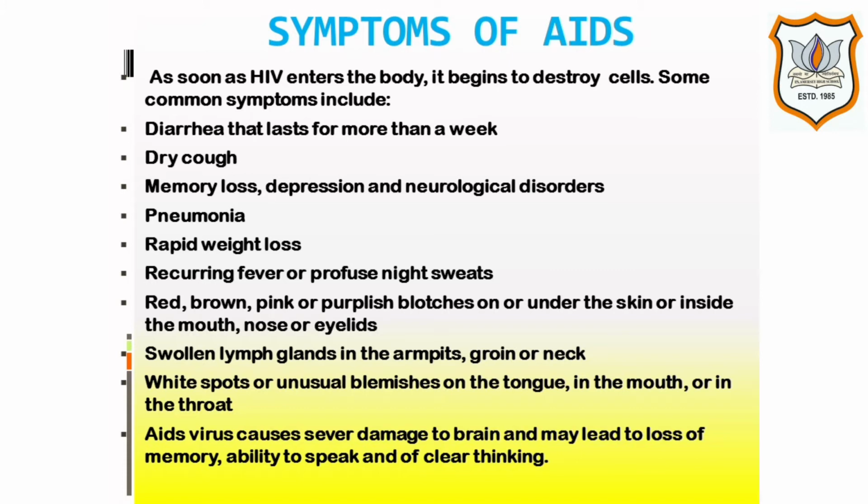red, brown, pink, or purplish blotches on or under the skin or inside the mouth, nose, and eyelids, swollen lymph glands in the armpits, groin, or neck, white spots or unusual blemishes on the tongue, in the mouth, or in the throat. The AIDS virus causes severe damage to the brain and may lead to loss of memory, ability to speak, and of clear thinking.